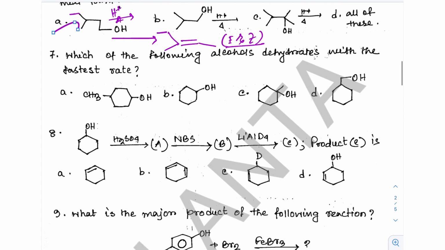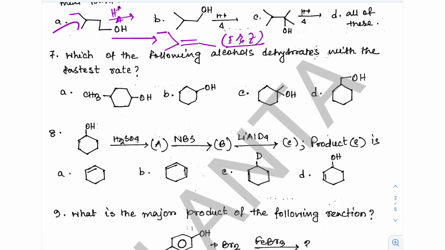Next, we will move to question 7. Which of the following alcohols dehydrates with the fastest rate? Again, the same sort of question, because this type of question often comes. That's why we have stressed this particular type of mechanism, the carbocation formation. We always have to remember in this type of dehydration reaction, the carbocation formation step is the rate determining step. So where the most stable carbocation is formed, the reaction will become fastest, and where the least stable carbocation is formed, that reaction becomes slowest or least favorable.